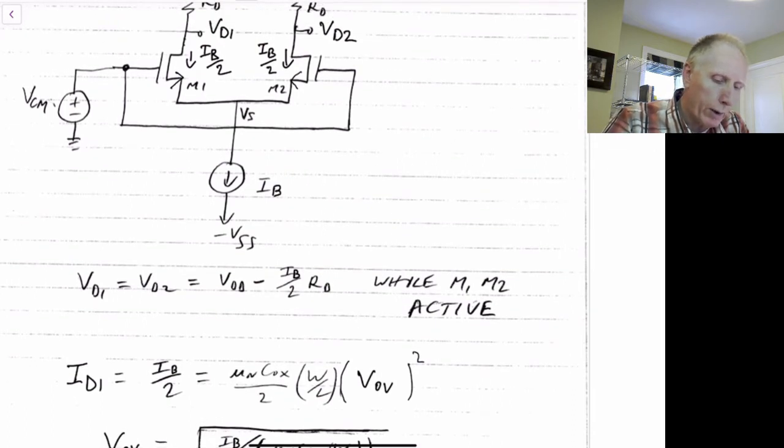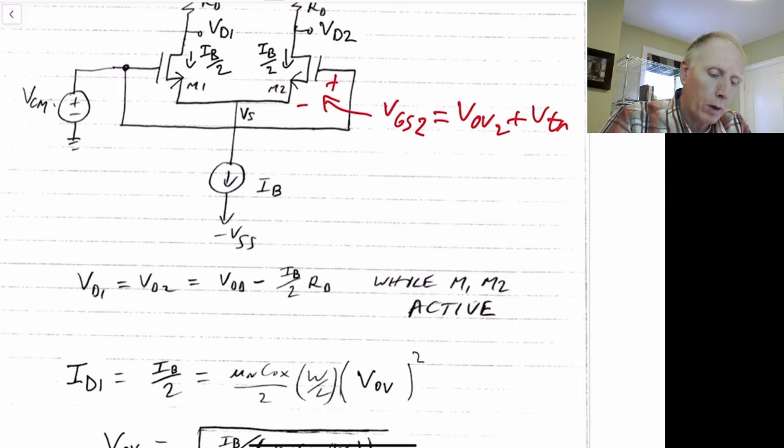Next, we'd like to look at the overdrive voltage for VGS1, for M2 or for M1. So we have that this voltage here is VGS2, which is equal to V overdrive 2 plus VTN. So we know that the V overdrive of 2 equals the V overdrive of 1.